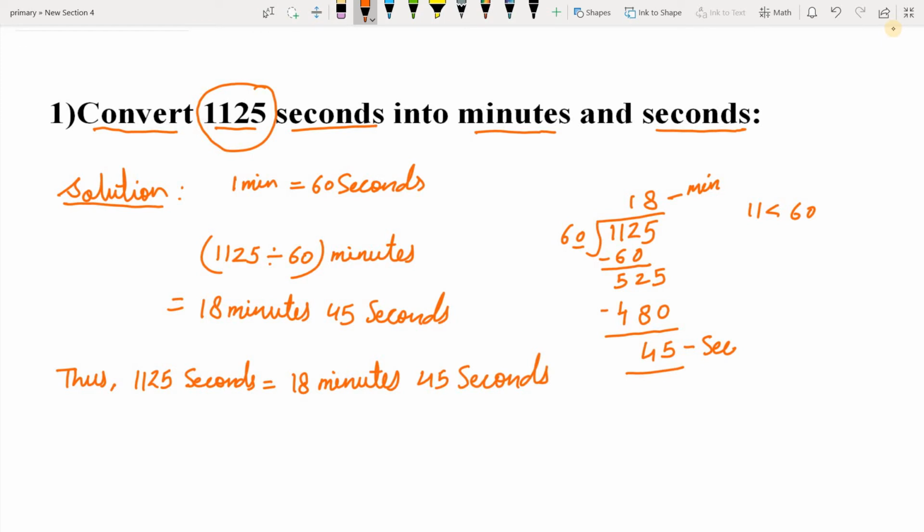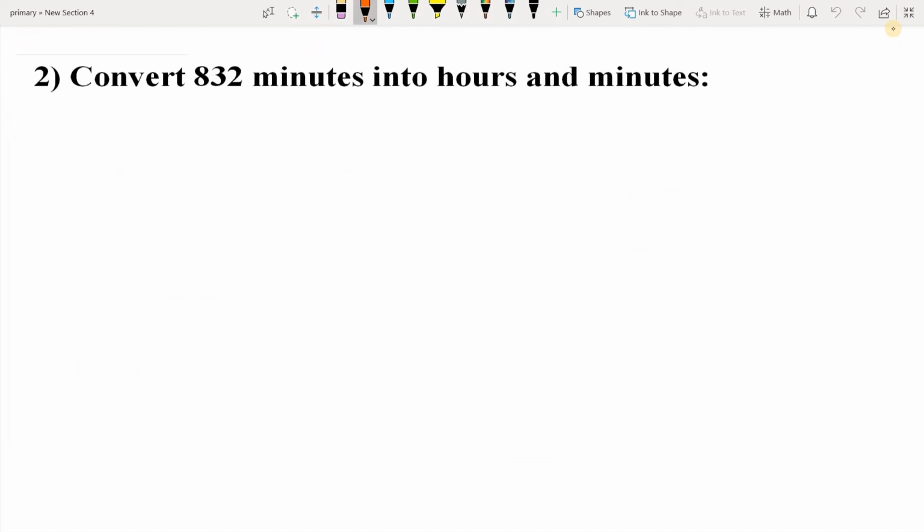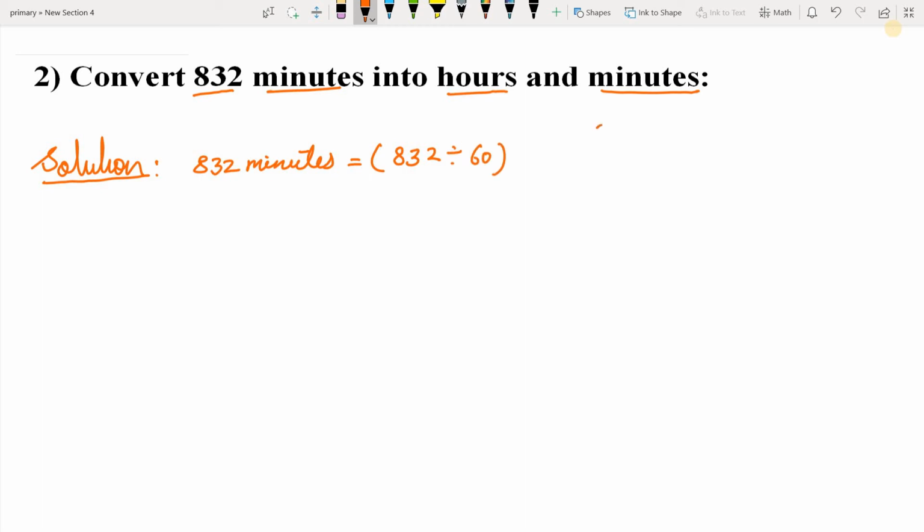Now let us take second question. Question 2. Convert 832 minutes into hours and minutes. Students, यहाँ पर भी हमें small unit को big unit में convert करना है. तो यहाँ पर भी हम क्या करेंगे? बिल्कुल सही, यहाँ पर भी हमें डिवाइड करना होगा. So let's solve it. And here we have 832 minutes और हमें इस minutes को hour में convert करना है. तो हम क्या करेंगे? So here we will divide 832 by 60 क्योंकि we know that 1 hour is equal to 60 minutes. हम इसे hour में convert कर रहे हैं.